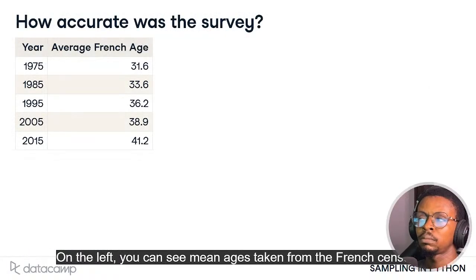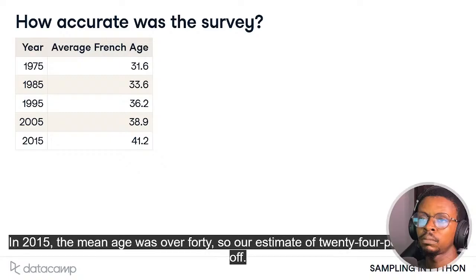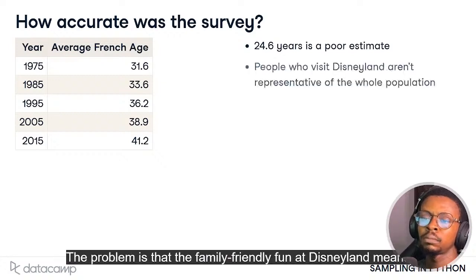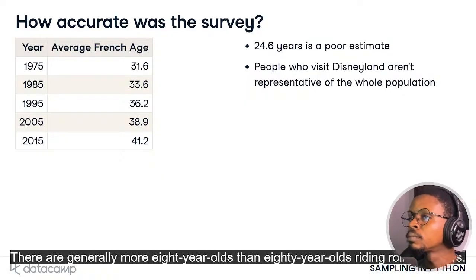On the left, you can see mean ages taken from the French census. Notice that the population has been gradually getting older as birth rates decrease and life expectancy increases. In 2015, the mean age was over 40, so our estimate of 24.6 is way off. The problem is that the family-friendly fun at Disneyland means that the sample ages weren't representative of the general population. There are generally more 8-year-olds than 80-year-olds riding roller coasters.